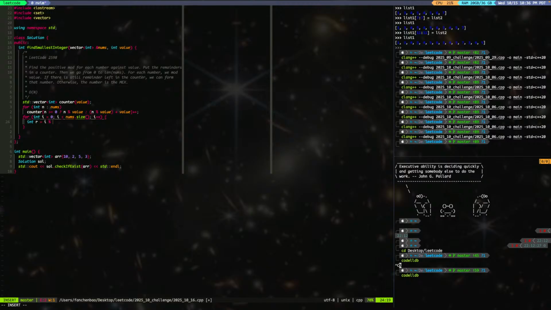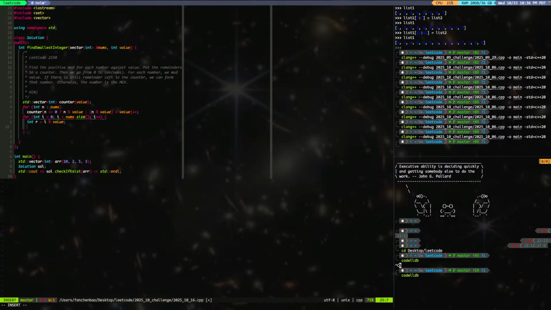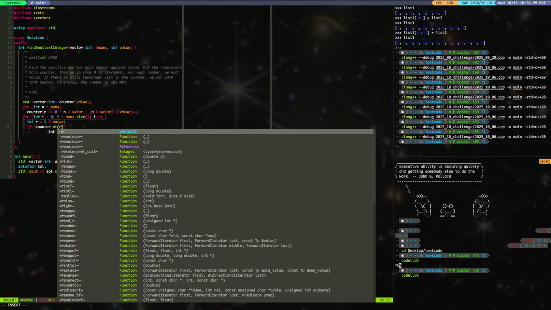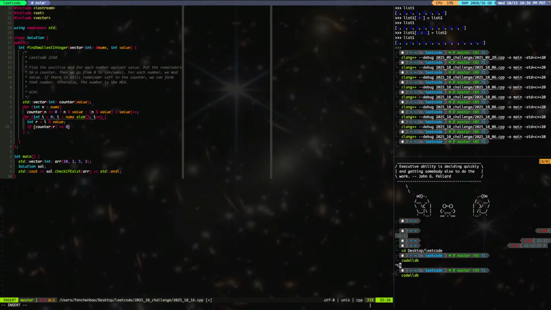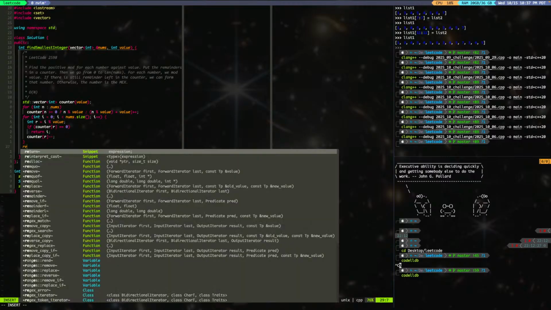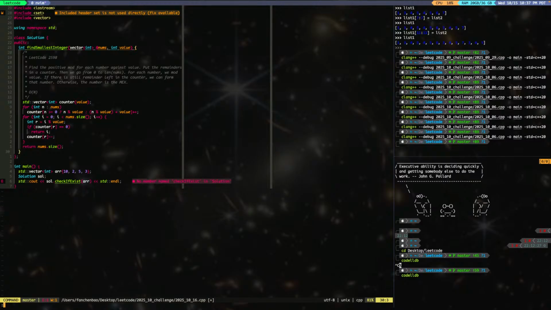I mod value. If counter dot at r. No, if counter r is equal to 0, return i. Otherwise, counter r minus minus, and then we'll return nums dot size. Okay, something like this.